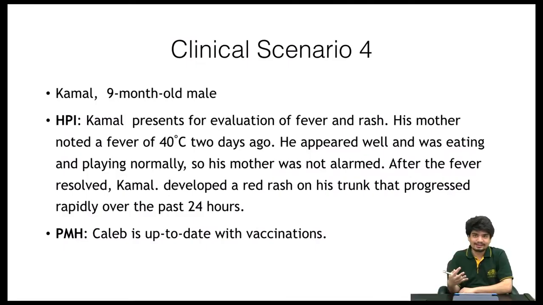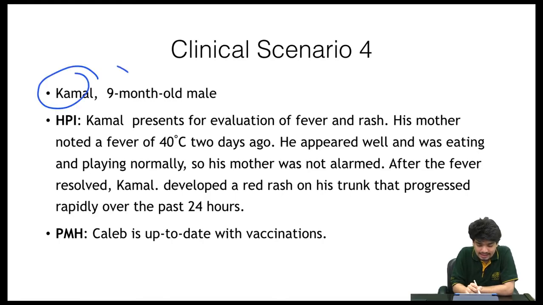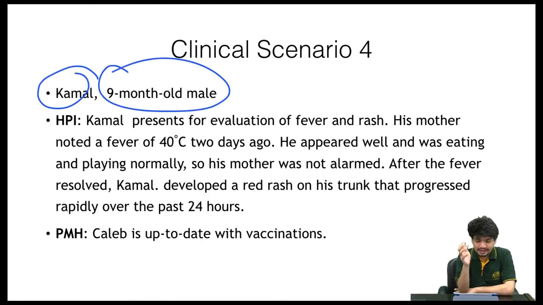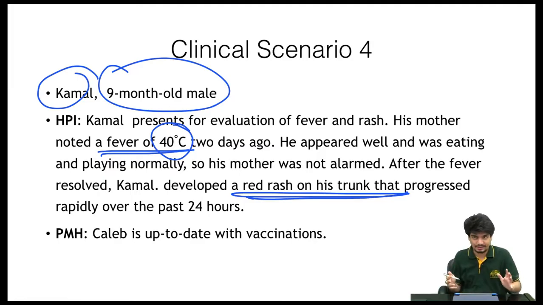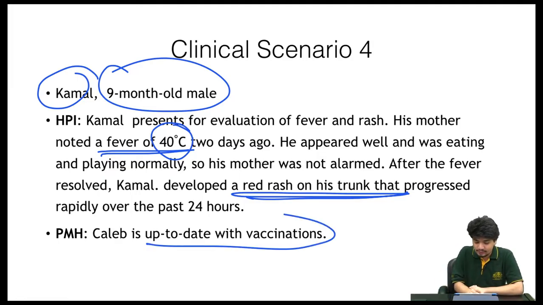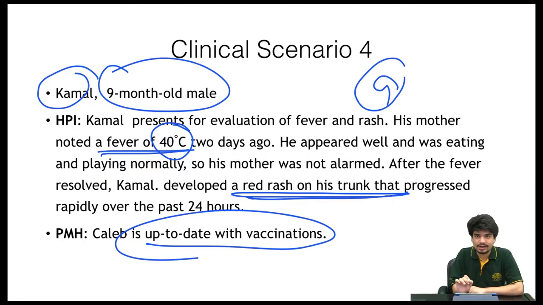Let's move on to the next clinical scenario. This is Kamal. He's a 9-month-old male. He comes to you with fever and rash. The fever I'm describing in this clinical scenario is up to 40 degrees. Basically, it's a very high grade fever, and later, after the fever has resolved, the child has a red rash on his trunk that has progressed rapidly. He's up to date with his vaccination. He's 9 months, but he has been vaccinated.